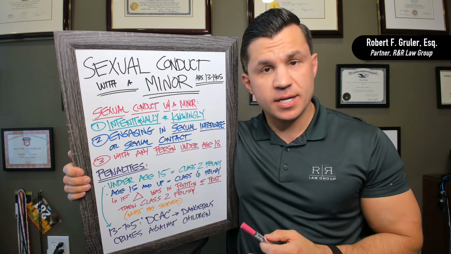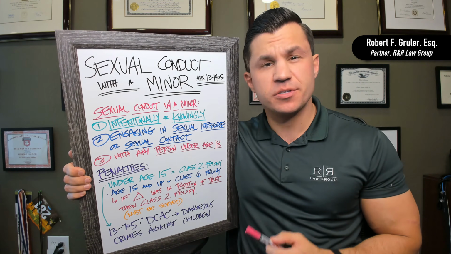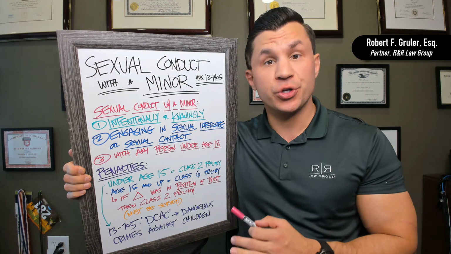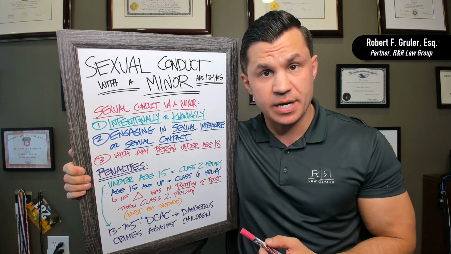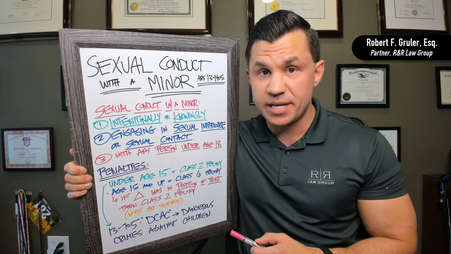In today's video, we're talking about a very serious crime in Arizona. It's called sexual conduct with a minor. We're going to look at the statute. We'll see what elements are required for a person to be charged with sexual conduct with a minor. Then we'll look at how the sentencing and the penalties work.